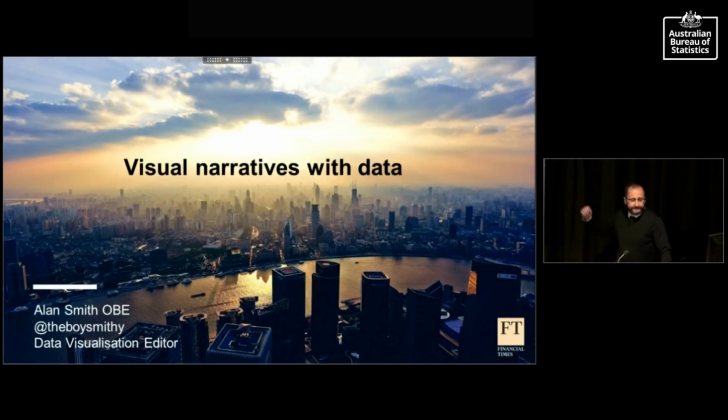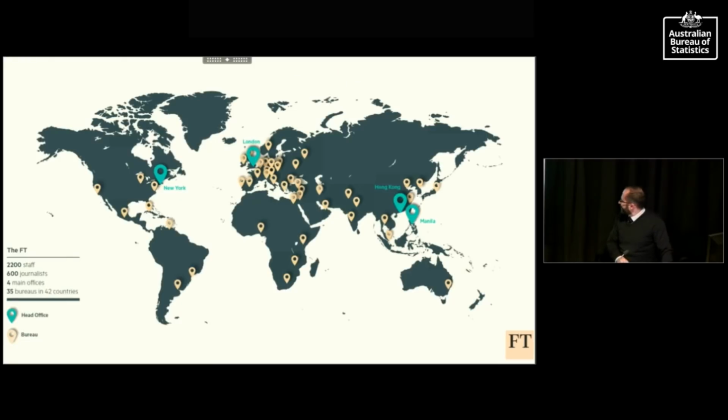I now find myself Data Visualization Editor at a newspaper, which is a curious thing because I'm the first ever Data Visualization Editor at the Financial Times. This is a new thing. It's a new role. And I thought I probably ought to explain a little bit to start with, just what is the Financial Times?